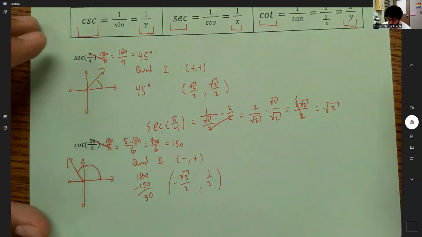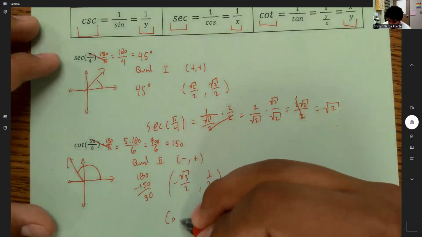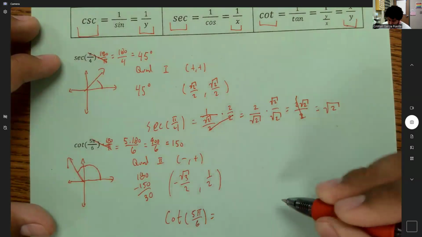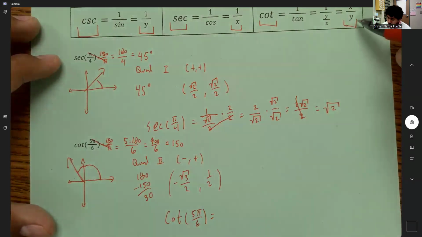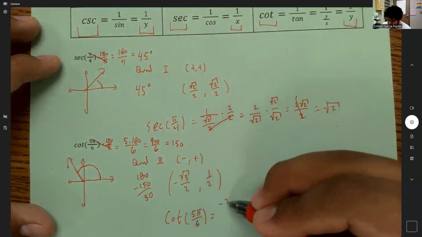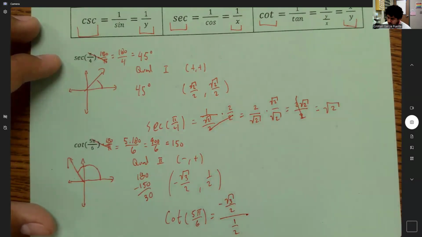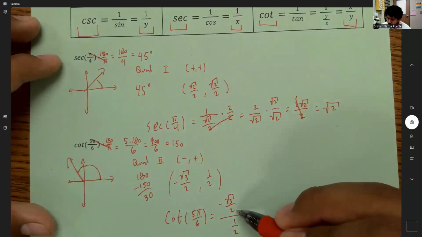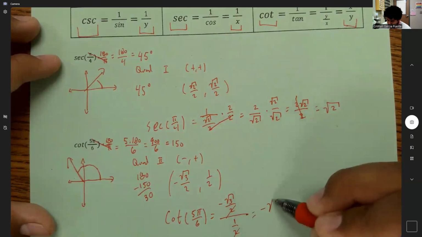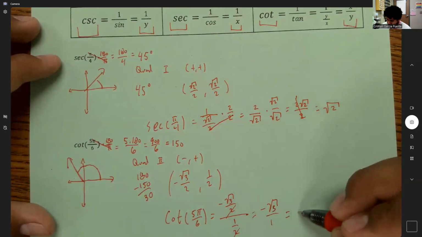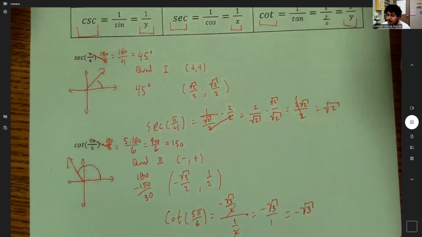Now, rewrite down the question. So cotangent of 5 pi over 6. Cotangent, what is it equal to? X over y. So your x value goes first. So negative root 3 over 2, all over 1/2. Now we can both see on the top and the bottom they have a denominator of 2, so those 2's are going to cancel. What's left on top? Negative root 3. On the bottom, 1. And then what's negative root 3 divided by 1? That's just going to be negative root 3, and that's your answer. And we're done.